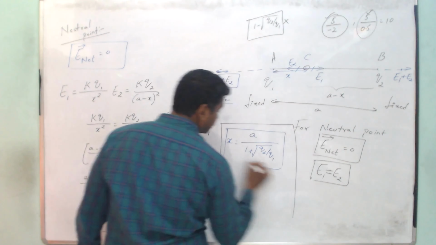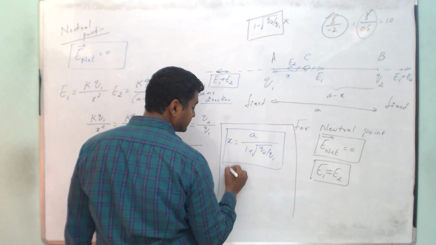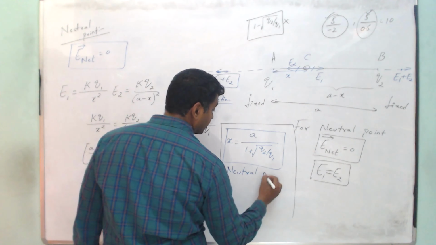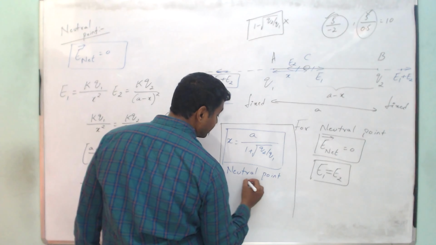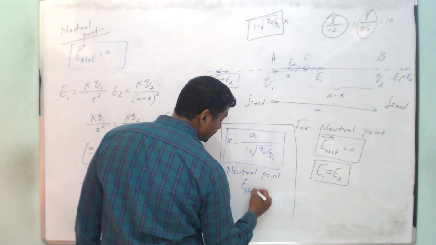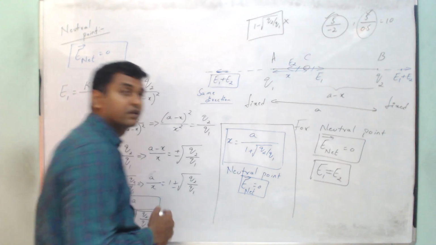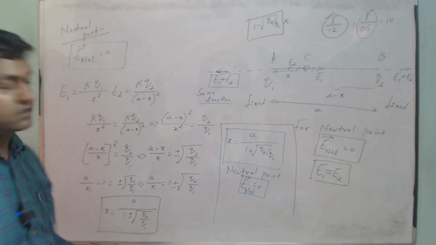Okay. So X is what? X is where I have a neutral point. That means where I have the net electric field 0. Is this clear? Yes.